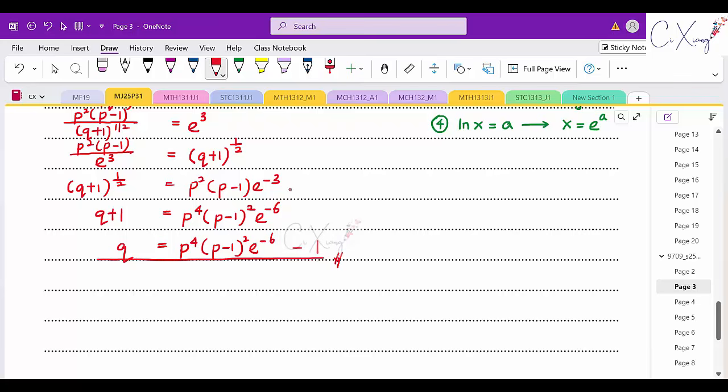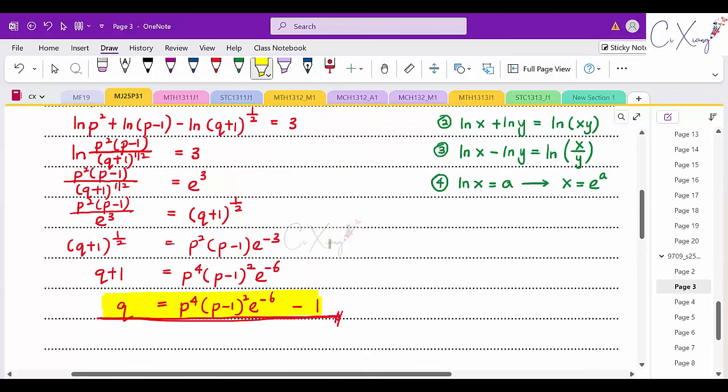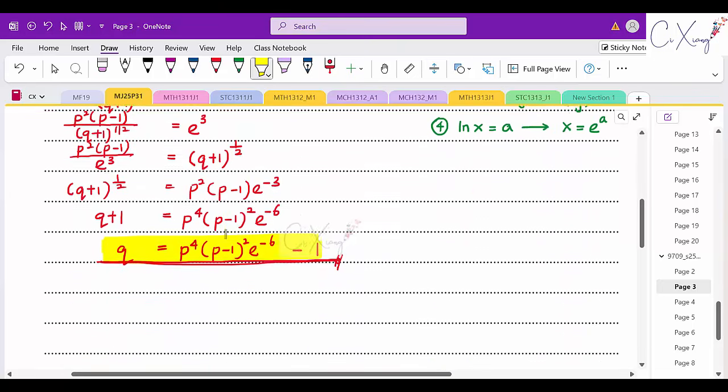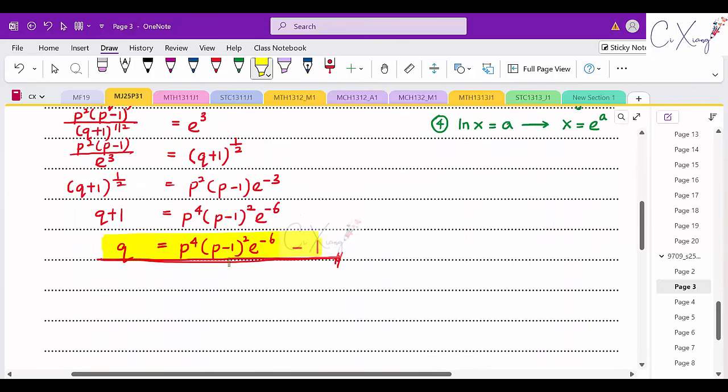And this is what I get. I try to express q in terms of p. Maybe we can have a look whether they request any specific pattern for our final answer. So they didn't mention anything. They just say q in terms of p. So I will keep this as my final answer. And this is how we solve this question.